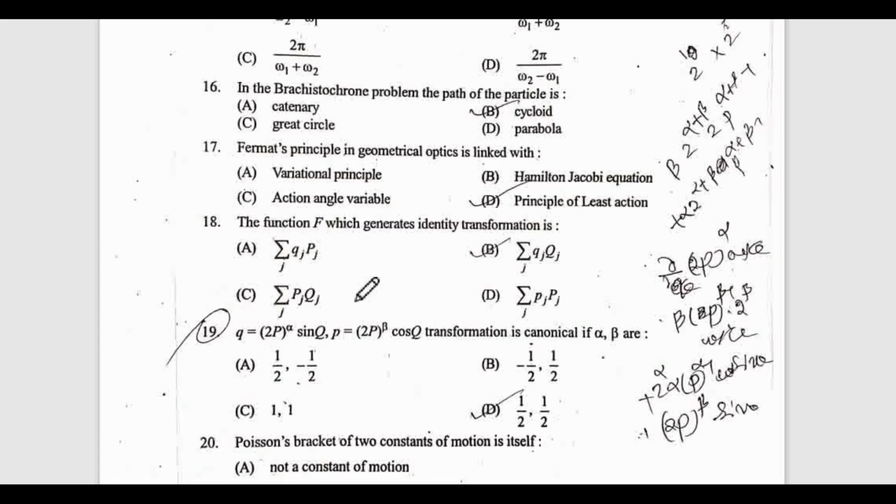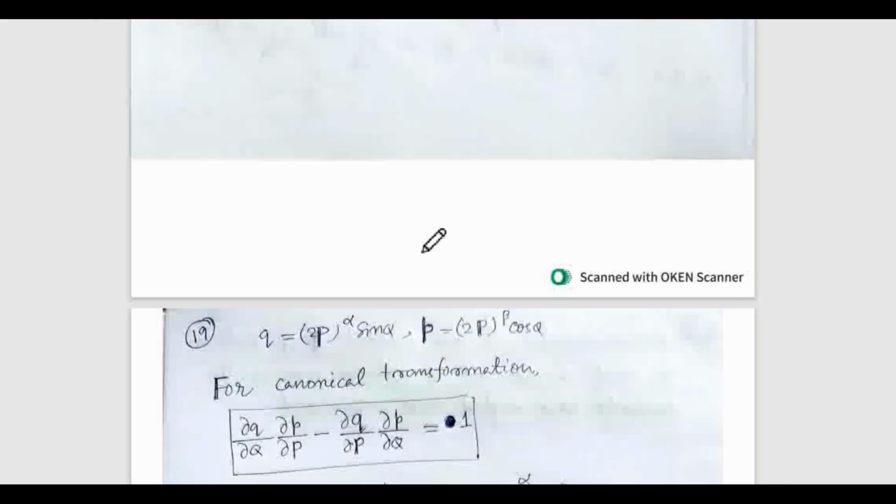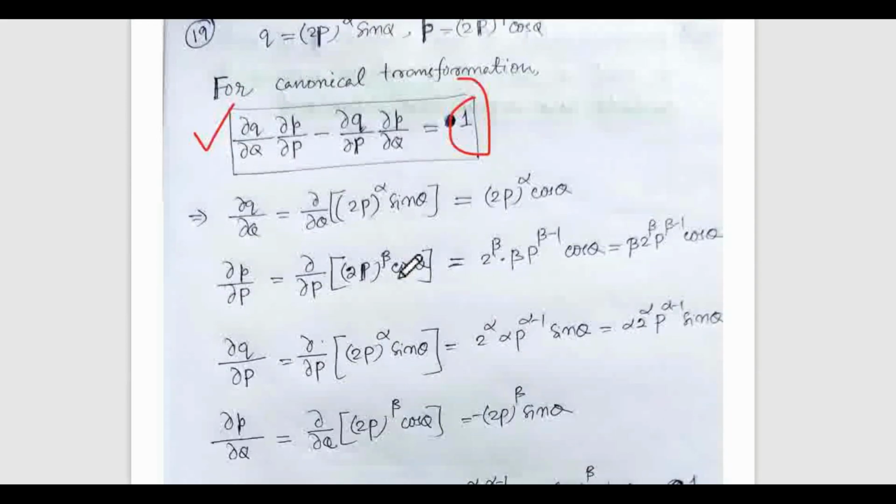Now coming to the 19 number question. It is asked to find the transformation, and this is a canonical transformation, and we have to find at what values of alpha and beta this transformation is canonical. That means the Poisson bracket of q and p should be 1. So how can we find? You have to use that Poisson bracket. This is the Poisson bracket, it should be 1.